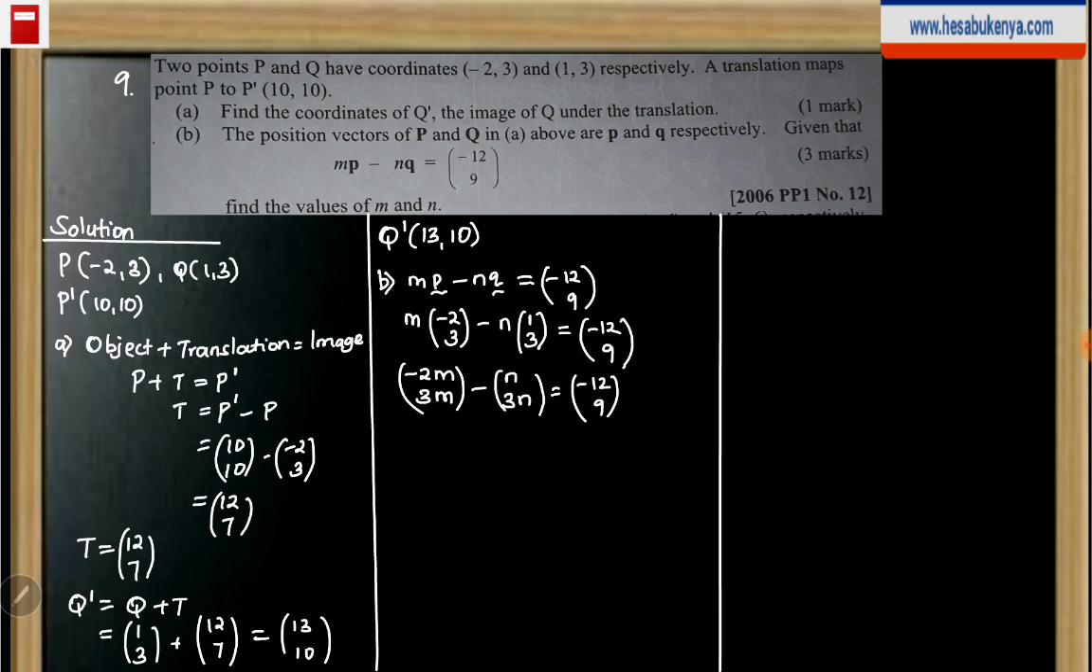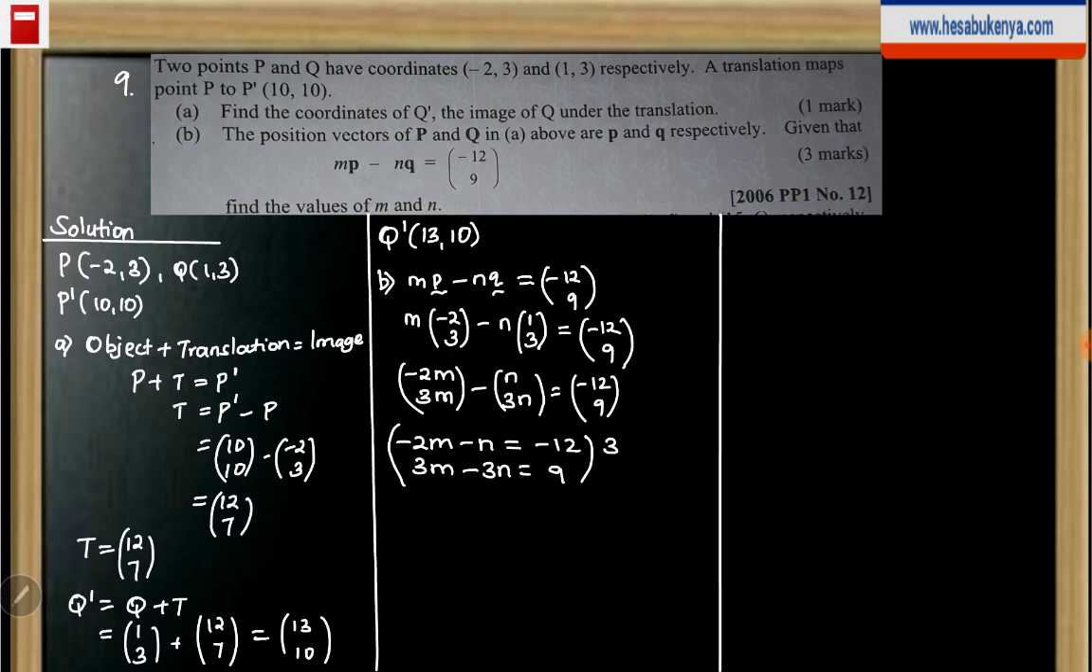So using this information, we can come up with two equations. -2M minus N is equal to -12. Then 3M minus 3N is equal to 9. So if we solve these two equations simultaneously, we will find the values of M and N. Now to do that, we can use the method of elimination. So we need to multiply the first equation by 3 so that we can eliminate N.